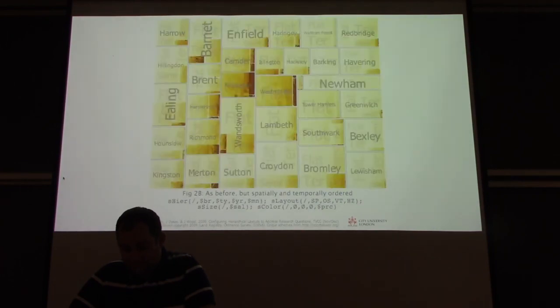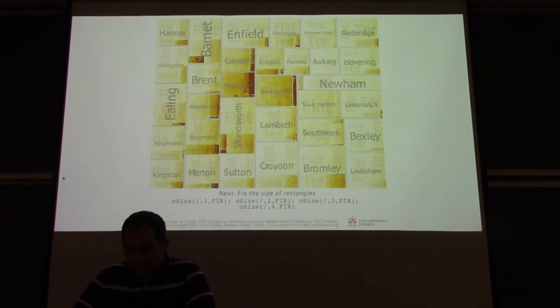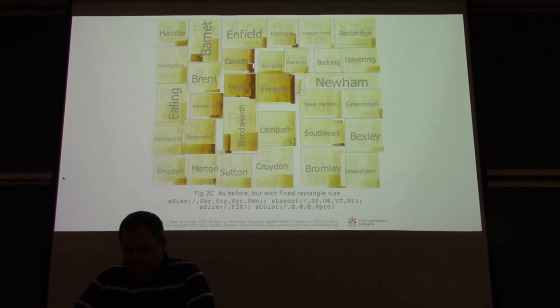We can now detect some spatial patterns. For example, we can see that the highest average prices tend to be central and west of the centre, and sales of flats dominate centrally, but less so peripherally. Rectangles are small where there are low sales, making it difficult to see the detail. In the next view, we fix the size of rectangles to show each with equal prominence.